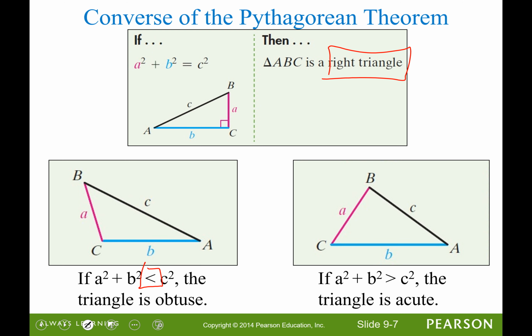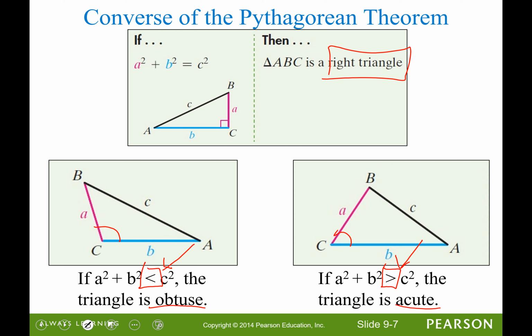Similarly, if the hinge opens less, then a squared plus b squared would be greater than c squared, giving us an acute triangle. It's a little counterintuitive if you first look at it, because you see the less than, but it's obtuse, versus if it's greater than, it's acute. Intuitively, you might think, oh, if it's less than, it's acute, greater than, obtuse.